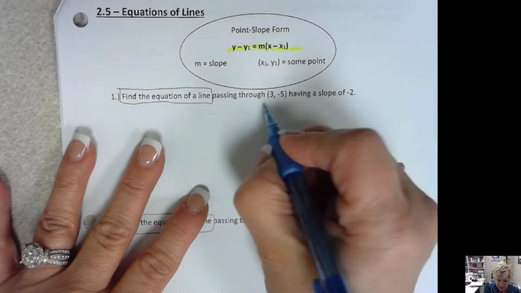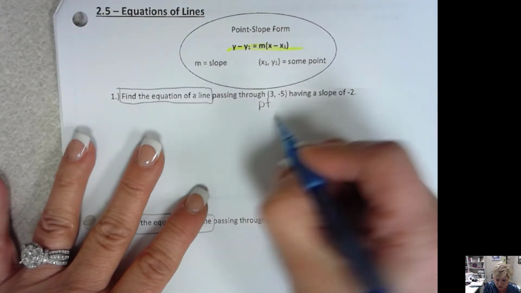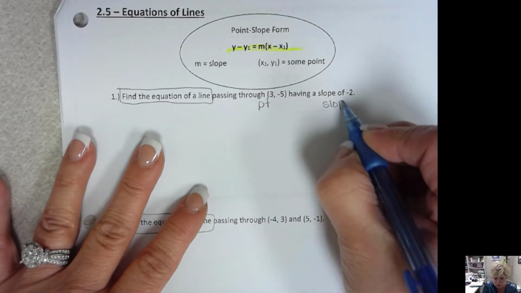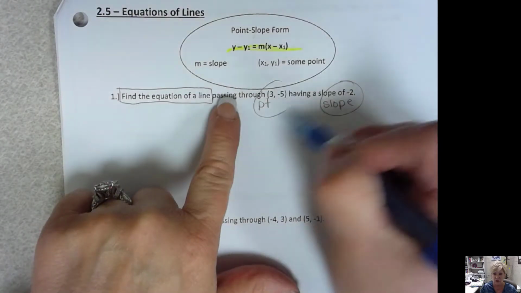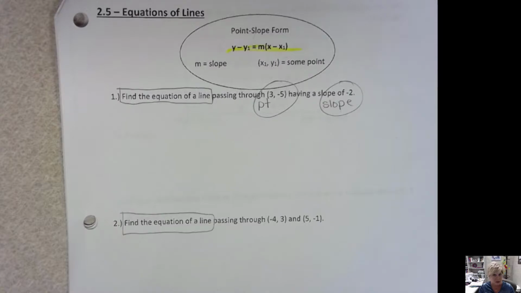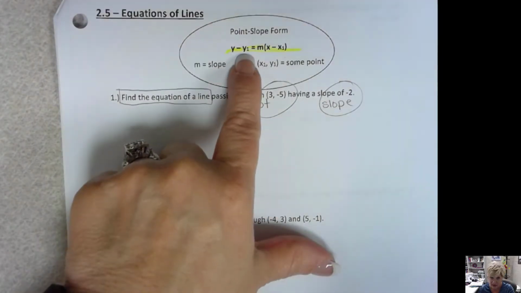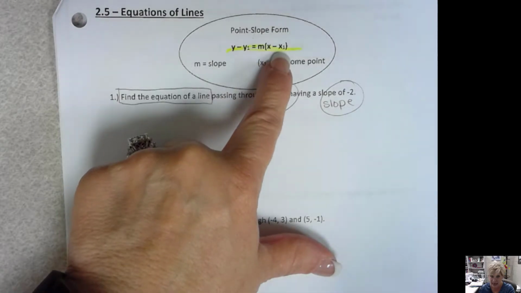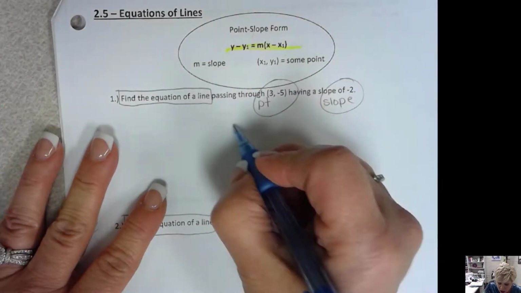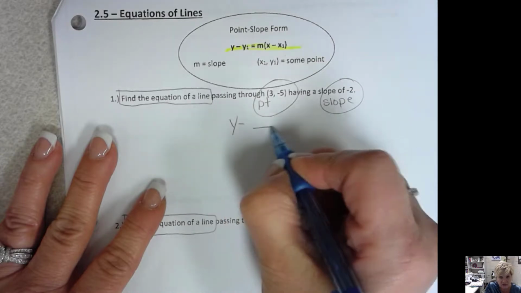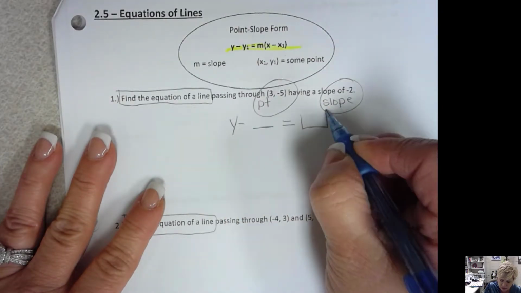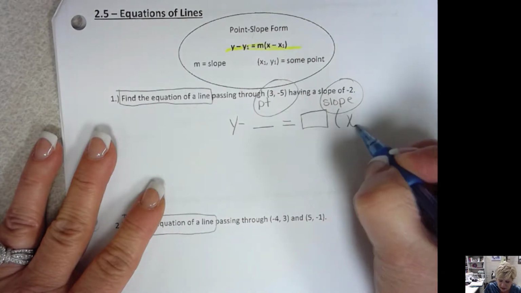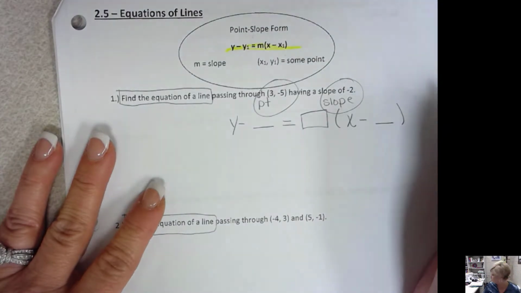Here, you need a point, remember. You need a slope, point and slope. You have them. You're given them directly, so you just plug it in. Be very careful, though. The y's go together. The x's go together. So y minus the y value of the point equal the slope times x minus the x value of the point.